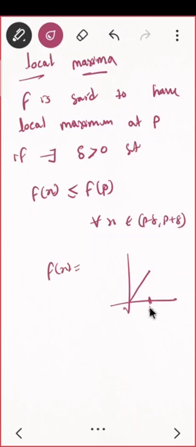Why? Because I cannot find a delta neighborhood for this. If I can find a delta neighborhood, then it is local maxima, but I cannot find one. Delta neighborhood means this set should completely lie in my interval, in my domain. That is the main important thing. I could find p minus delta and p plus delta. Similarly, you can define local minima. You don't have to write it again. And graphically also I have told you.